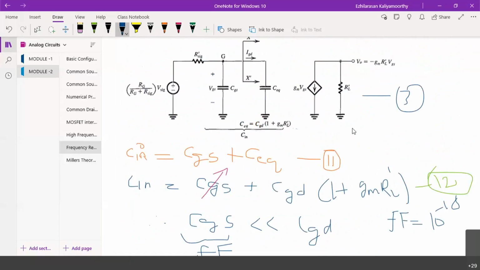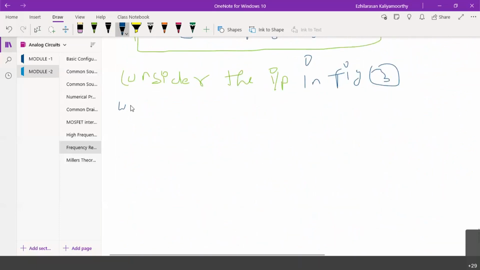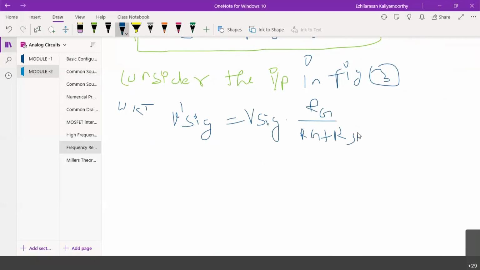Okay. So now what we'll do from this, I'm going to write, already we know that V dash sig is equal to V sig into R G divided by R G plus R sig. This already we know from the previous figure. We have written this.